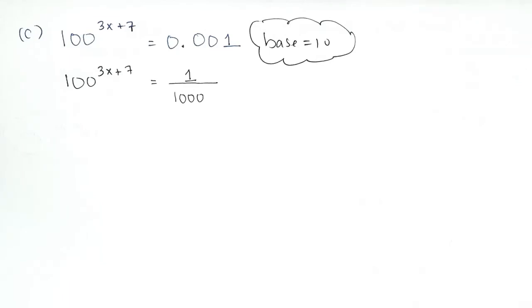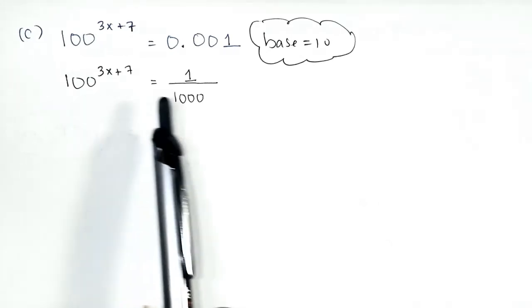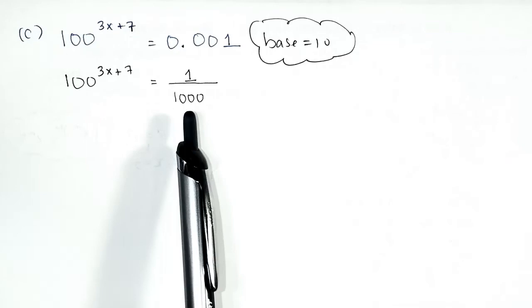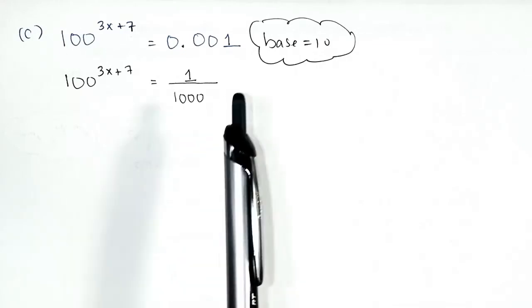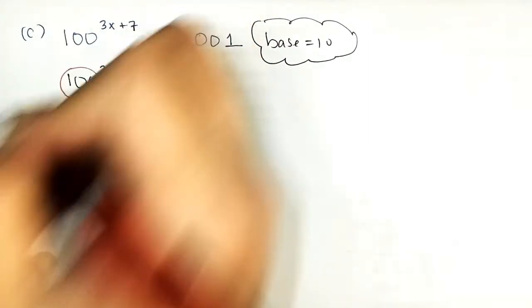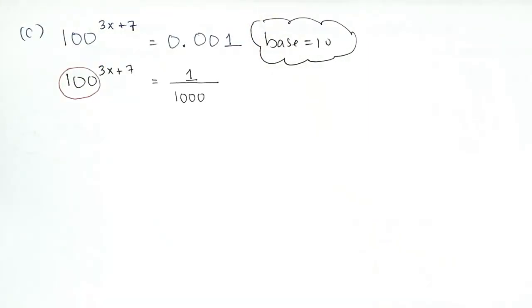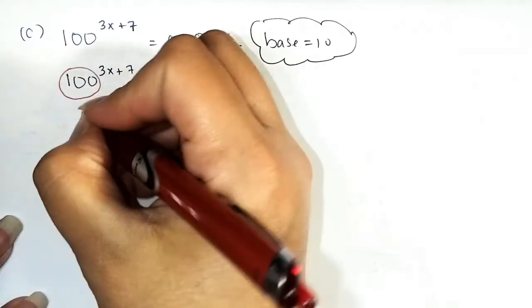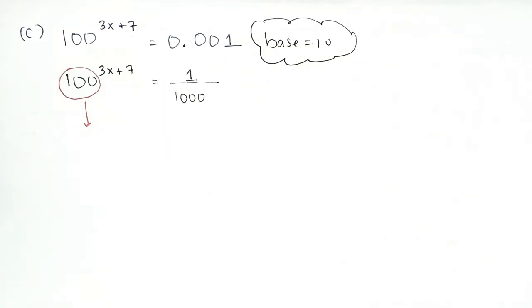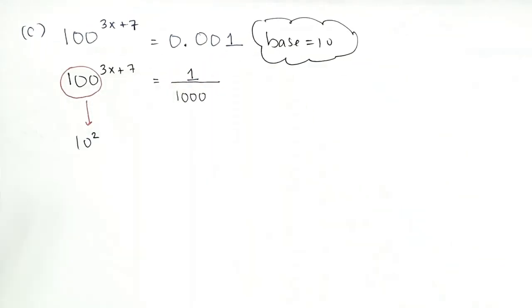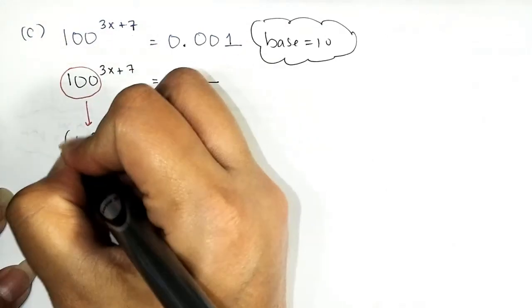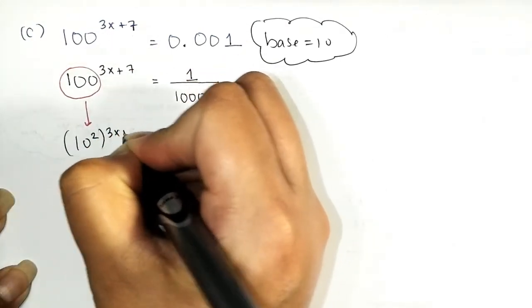So for this exponential equation, again, we want to fix it so both the base on the left and the base on the right are written in terms of the same base. In this case, we're aiming for base 10. When we keep our cool and rewrite 100 in terms of powers of 10, that will leave us with 10 squared. And the question is, what is going on with this 100? Well, that 100 is being raised to the 3x plus 7.